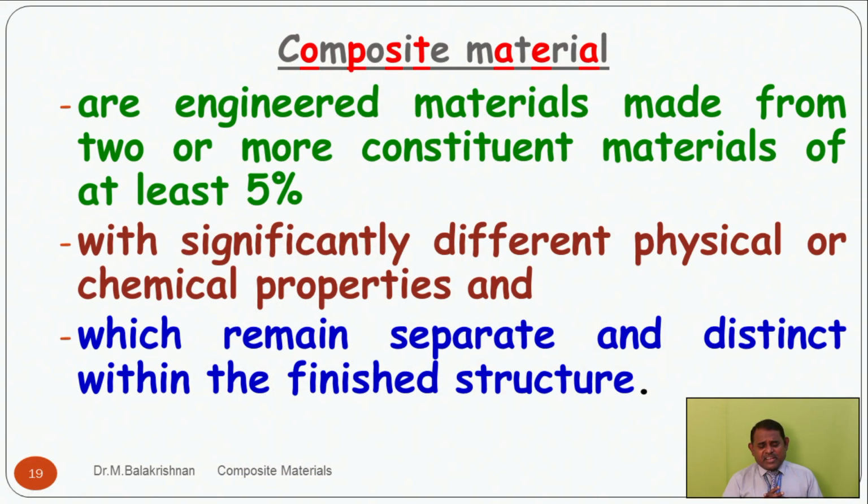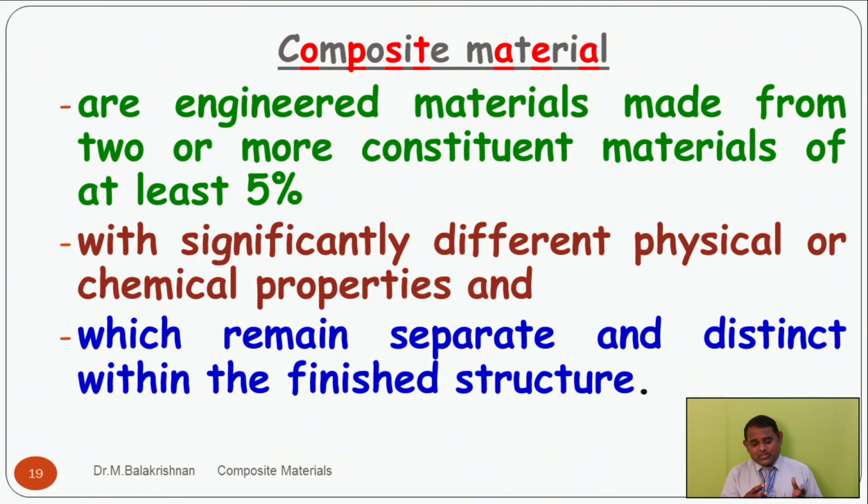Composites are engineered materials made from two or more constituent materials of at least 5% with significantly different physical or chemical properties. It is very important to understand here the two phases we discussed: the reinforcement and matrix phase. Both of these materials have different physical and chemical properties, and they remain separate and distinct within the finished structure. At this juncture we should also think about the alloy.